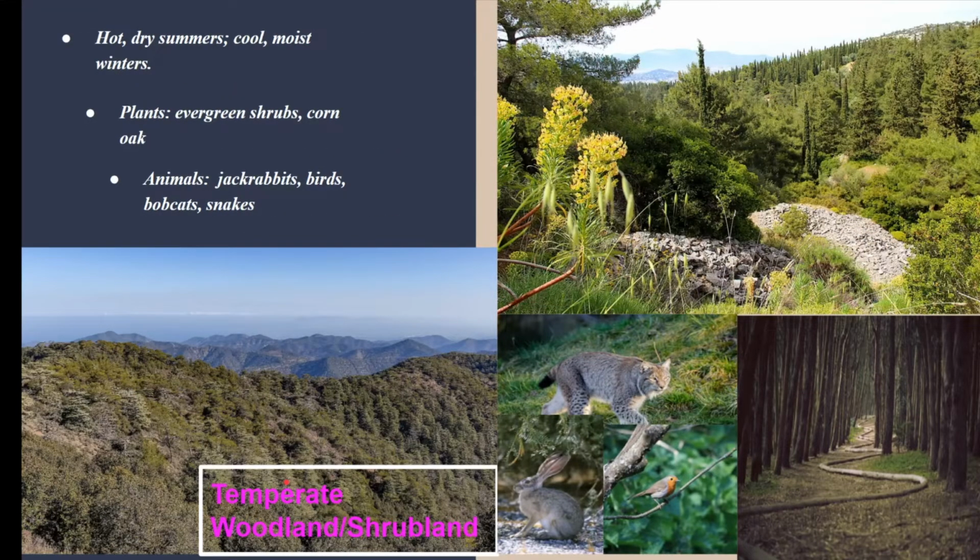Onto the temperate woodland, also known as the shrublands. They have hot and dry summers while also having cool, moist winters. You'll notice that's a trend with temperate. Well, they will both have a hot summer but also a cool winter. Their plants consist of entirely evergreen shrubs and corn oak. Animals will include things such as the jackrabbit, not just rabbits, but jackrabbits, birds, bobcats, as we already mentioned, deserts have bobcats, but they are more abundant here on this colder biome, and snakes.